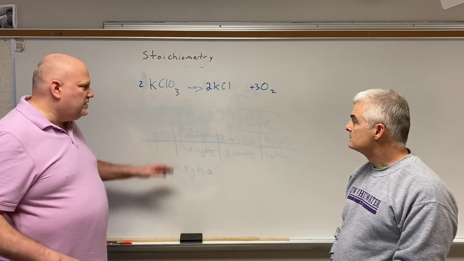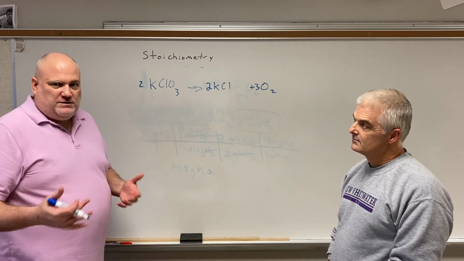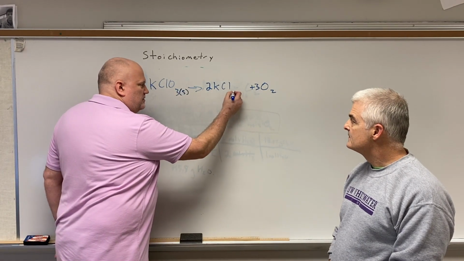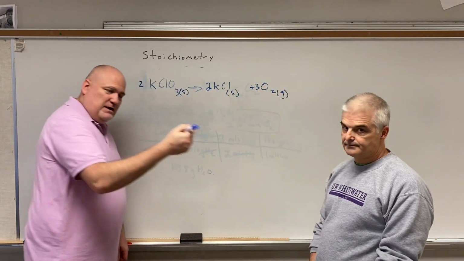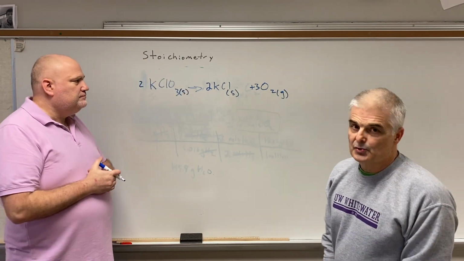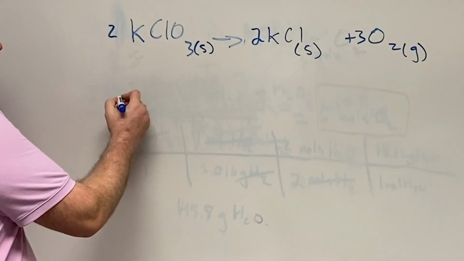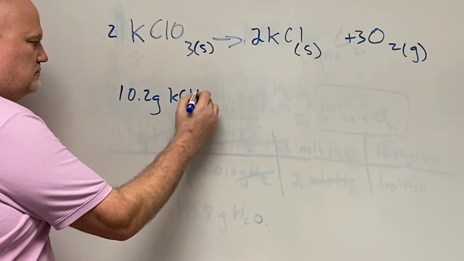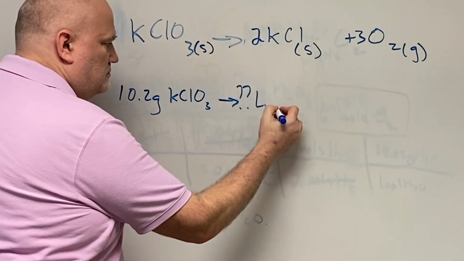Before we go any farther here, it matters when we're dealing with gases that we know which things are gases, which aren't. So we're going to put this in here. This is a solid. This is a solid. And this is a gas, and that's going to become important in this particular problem. So what we're going to do is a problem that has mixed units. So let's say that I've got 10.2 grams of potassium chlorate, and I want to find the number of liters of oxygen gas that are formed.